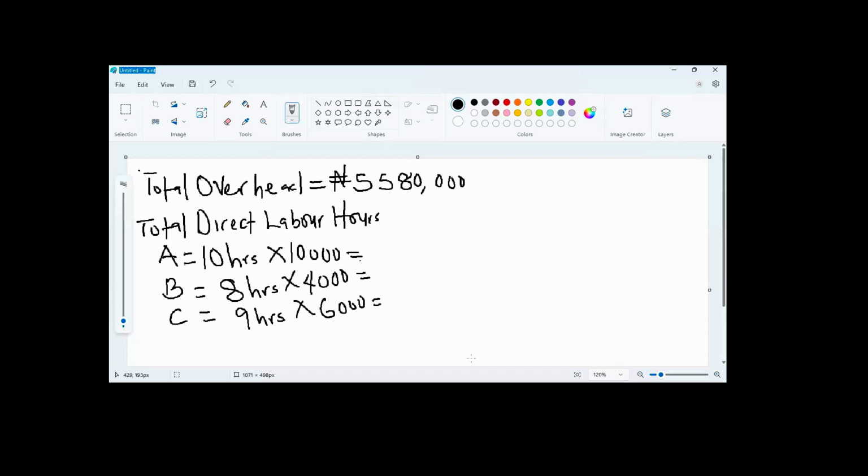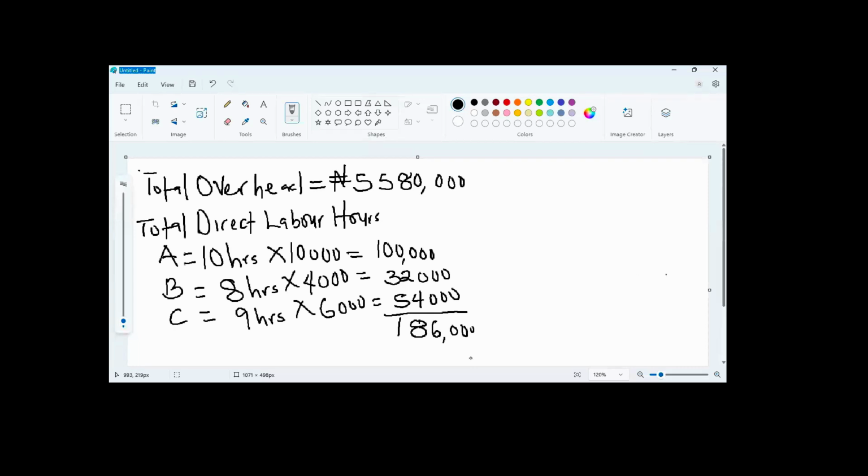All right. Get the total. This should give me 100,000, 32,000, and 54,000 hours. Therefore, get total labor hours. Sum all the hours: 186,000 direct labor hours.